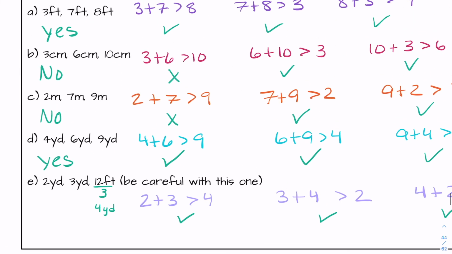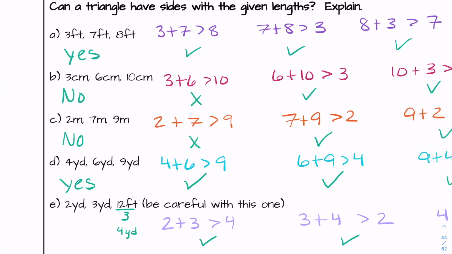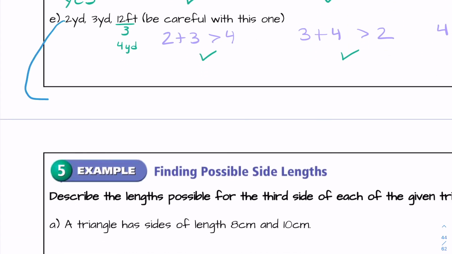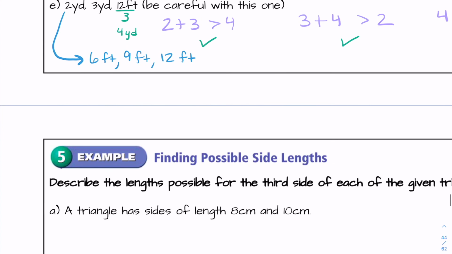what if I wanted to instead not use 2, 3, and 12, but instead use, well, I don't have to go that far. What if instead I want to multiply everything by 3 and get 6 feet, 9 feet, and 12 feet? You'll get the same result. Not the same numbers, but you'll definitely always get the same result as long as you're magnifying all of these the same way. So 6 plus 9 is greater than 12.